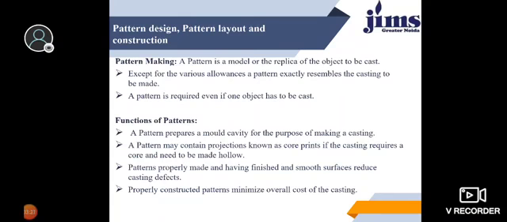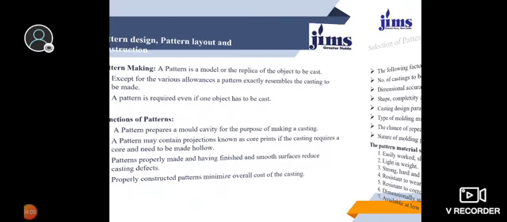What are the main functions of a pattern? The functions of a pattern are: a pattern prepares a mold cavity for the purpose of making a casting. A pattern may contain projections known as core prints if the casting requires a core and needs to be made hollow. A properly made pattern with a finished and smooth surface reduces casting defects. A properly constructed pattern minimizes the overall cost of the casting.